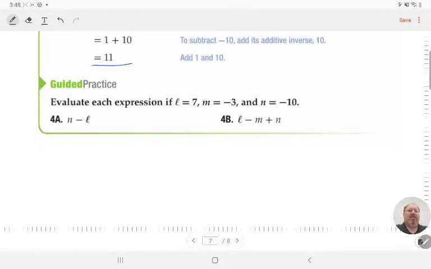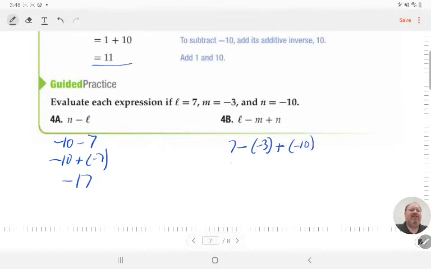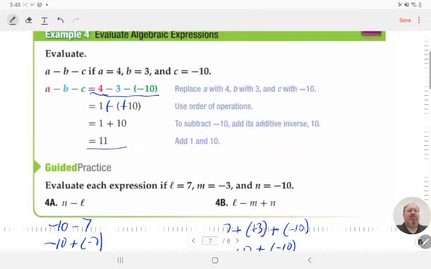Okay? All right. So n is -10, L is 7. So -10 minus 7 can be written like this, and it would give me -17. Now this one would be 7 minus -3 plus a -10. Keep, change. So 7 plus 3 is 10 plus a -10, which would be 0. Okay? All right, a couple more examples.